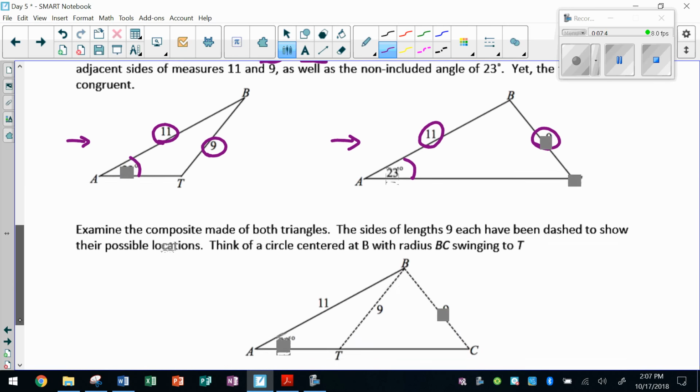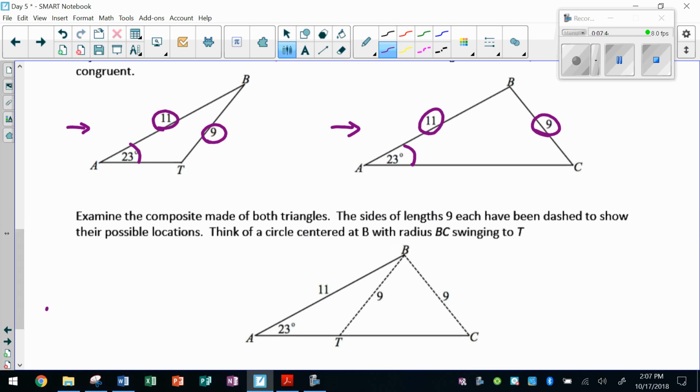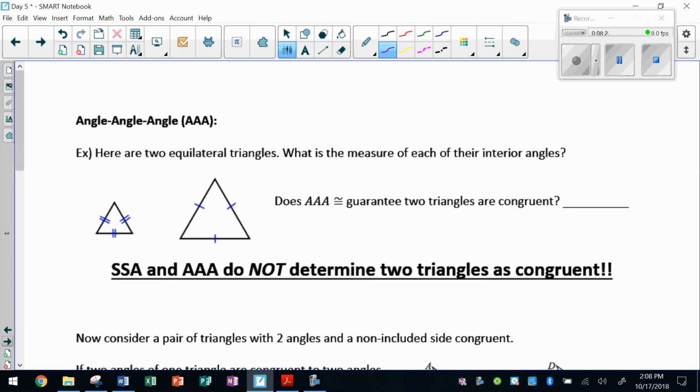Now, I tell you to examine this composite made of both triangles. If you think about your compass point at B and your pencil was at T and you swung it around and made an arc, okay? That's why you're getting 2 separate triangles that are of different shape, even though they have 2 congruent sides and an angle that's congruent as well. So you can see from the radius of your arc here that this is 9 and so is this 9. So you can see that BC over here gives us this triangle, and then BT over here gives us that triangle. So angle, side, side doesn't work.